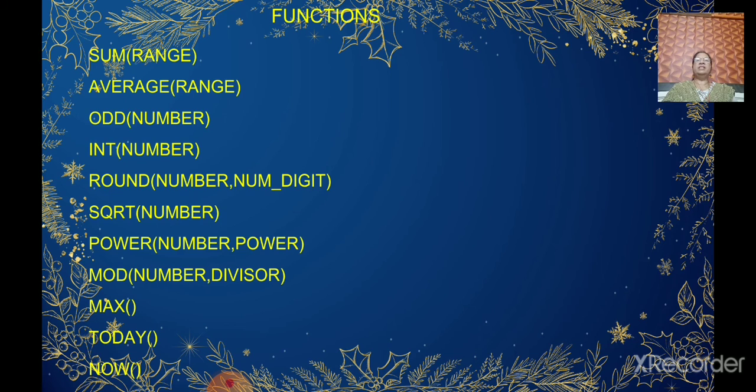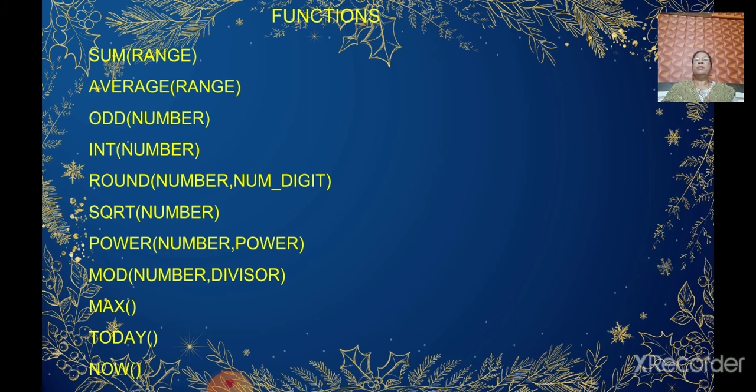Same thing, integer. It rounds a number down to the nearest integer. So equals int, then bracket, you put 12.2. It will give 12 as the integer. Suppose I am writing 12.6, then it will also give the integer as 12. So it rounds a number to the nearest integer.